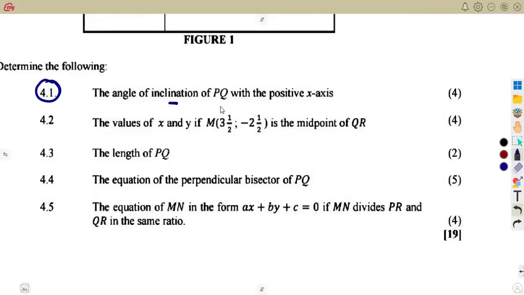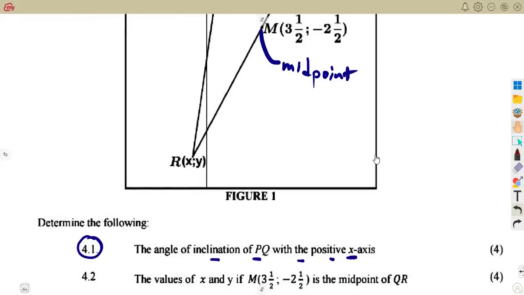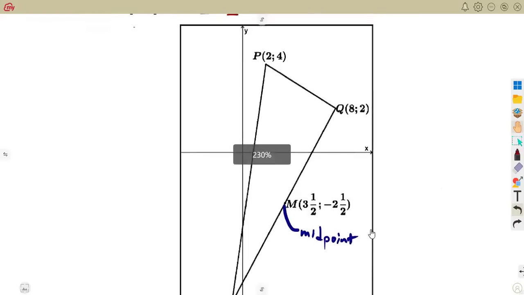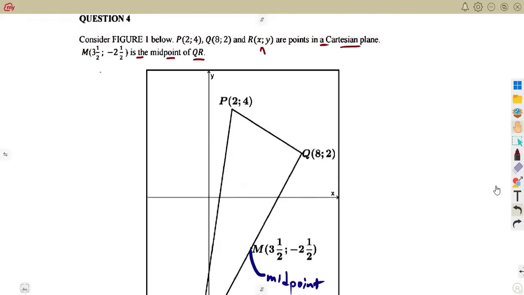The angle of inclination of PQ with the positive x-axis. Remember, definitely when we are referring to the angle of inclination, it is between the line and the x-axis. So the angle of inclination of PQ, this is our line PQ, and the x-axis. Remember, this is just going to be an extension, guys, like this, on your x-axis. If you extend this line PQ like this, it meets with the x-axis at a certain point.